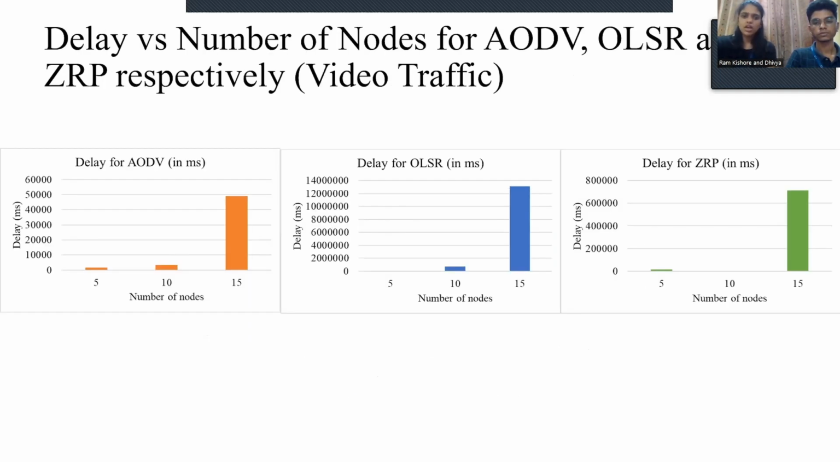And the next graph is the delay graph for AODV, OLSR, and ZRP for video traffic.